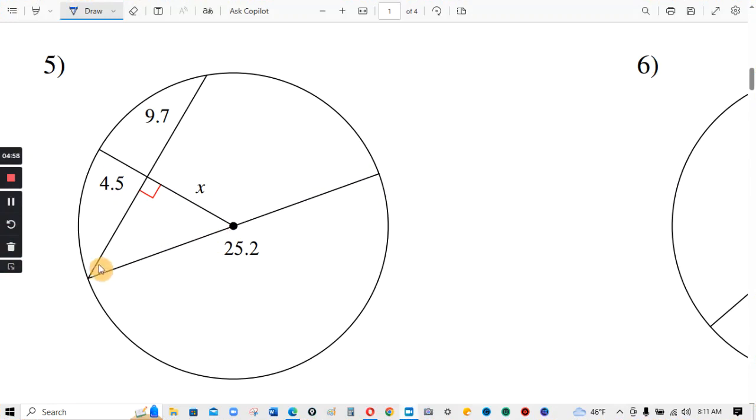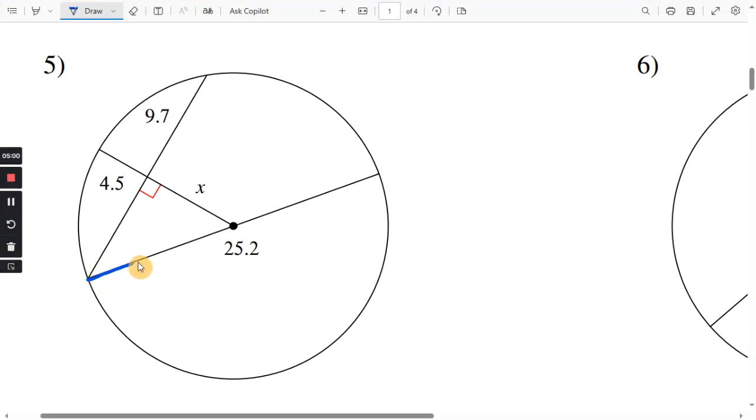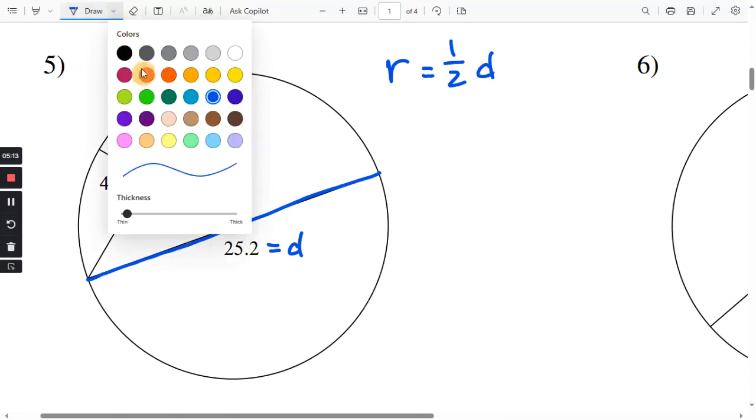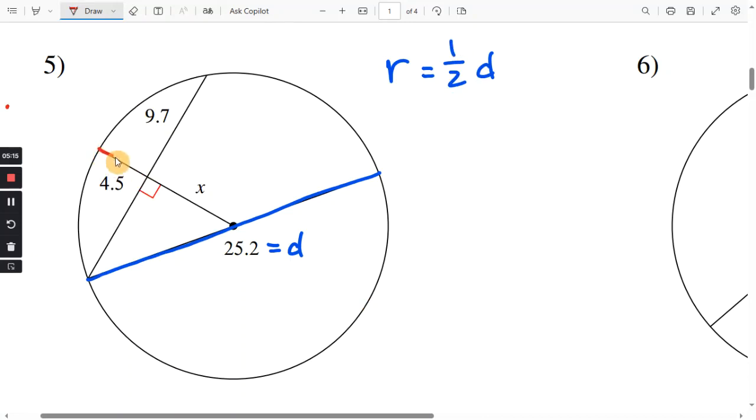Number 5, same thing. This is a diameter right here. And we know that the radius is half of the diameter, so I'll let you calculate that. And of course, this segment right here is also a radius, x plus 4.5. So calculate the radius, set it equal to x plus 4.5, and solve.